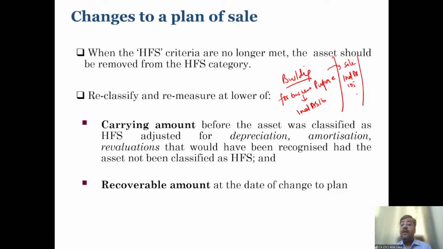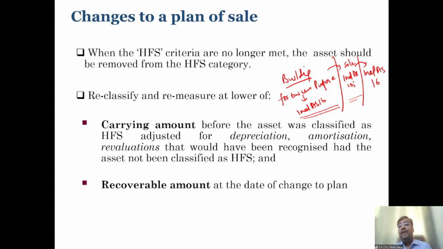Everything should be documented. So the moment the company has changed the plan, again it will go back to your Ind AS 16. Sir, when it was a building and it was used for business purposes, you applied the principles of Ind AS 16 for initial recognition, subsequent recognition, depreciation, right? When it became held for sale, you applied the principles of Ind AS 105: carrying value, fair value less cost to sell, then again remeasuring at fair value less cost to sell. You have applied these principles of Ind AS 105.